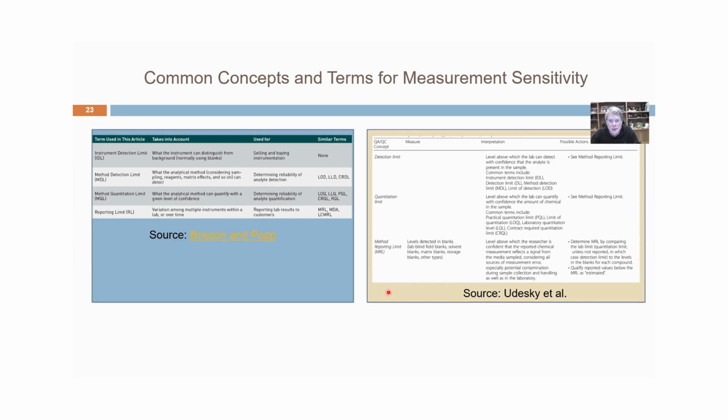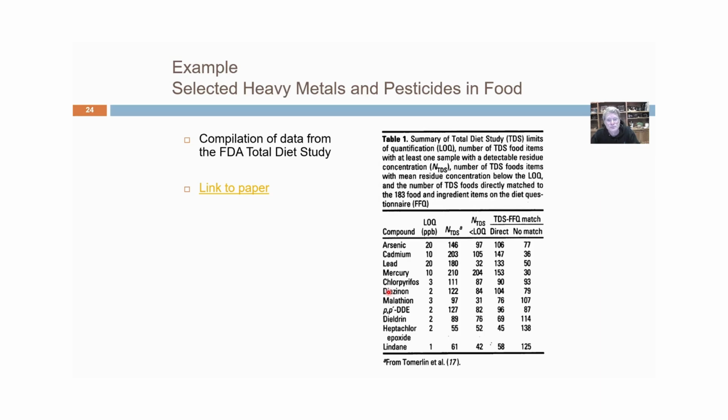So those are some common concepts and terms, and to learn more about them, again, I encourage you to read these two articles. Here's an example from a paper. This is our older paper, a 1996 publication, summarizing the measurements made by the U.S. Food and Drug Administration of about 10 different compounds in foods collected as part of the FDA Total Diet Study program. It's a food quality surveillance program conducted by FDA on a regular basis.